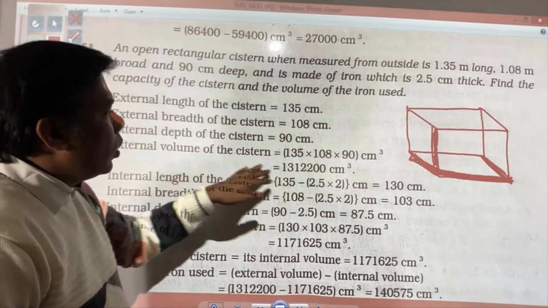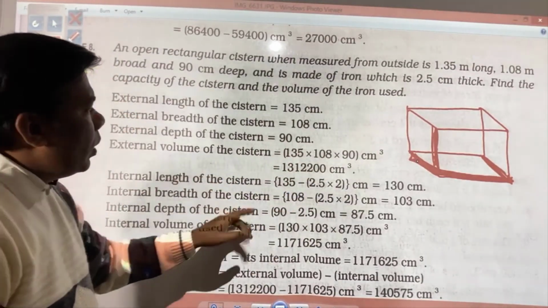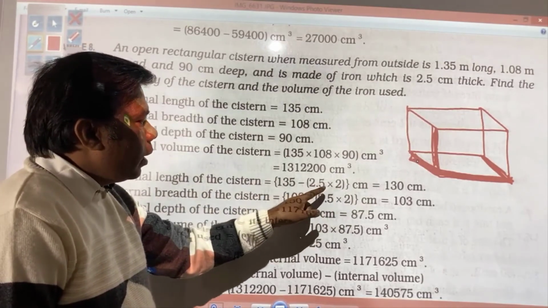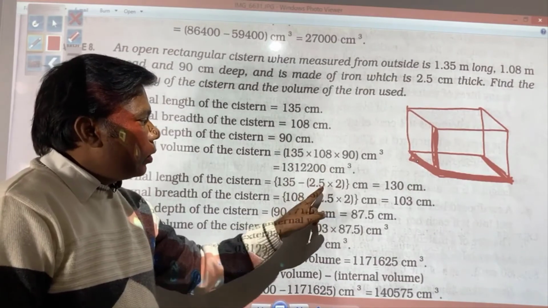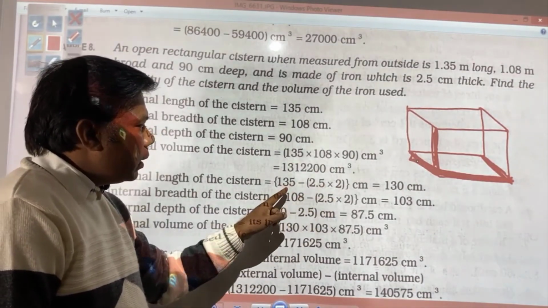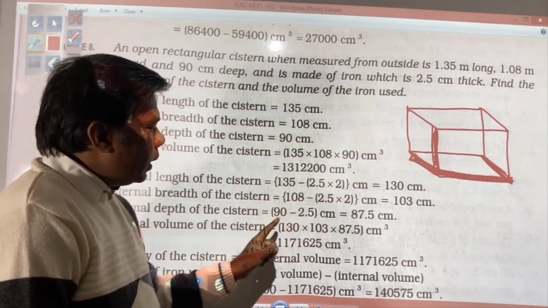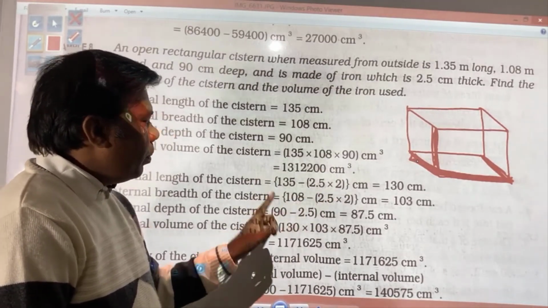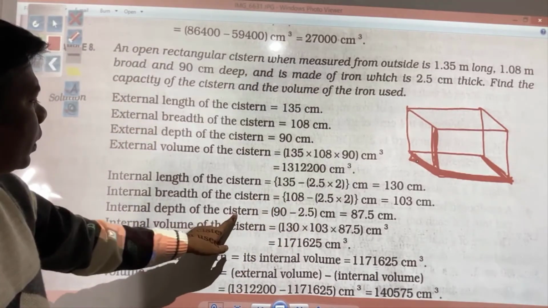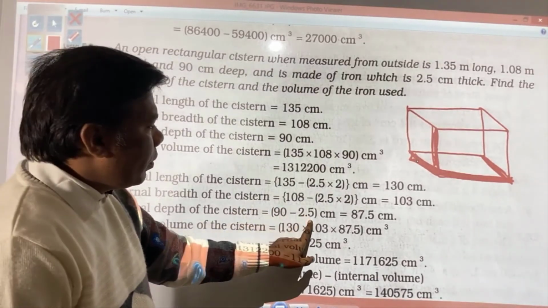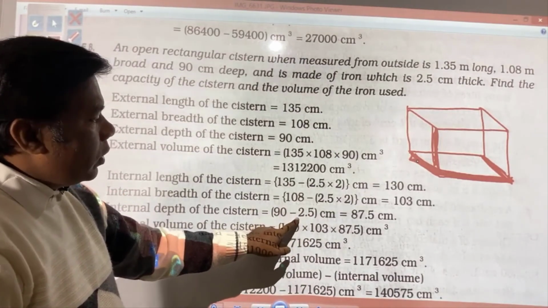Now the external volume you can find by multiplying. Now what will be the internal length? Again you need to subtract the thickness twice. Length minus 2 into thickness, breadth minus 2 into thickness, and height or depth minus 2 into thickness. So the internal depth of the cistern is 90 minus 2.5, because only one side is there, and that's why 2 sides have not been taken.